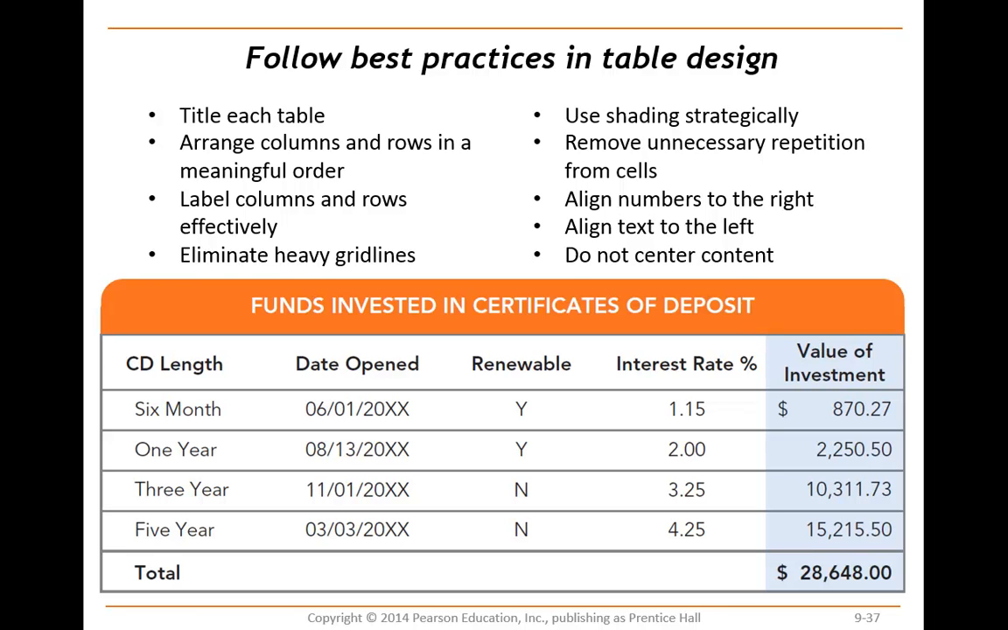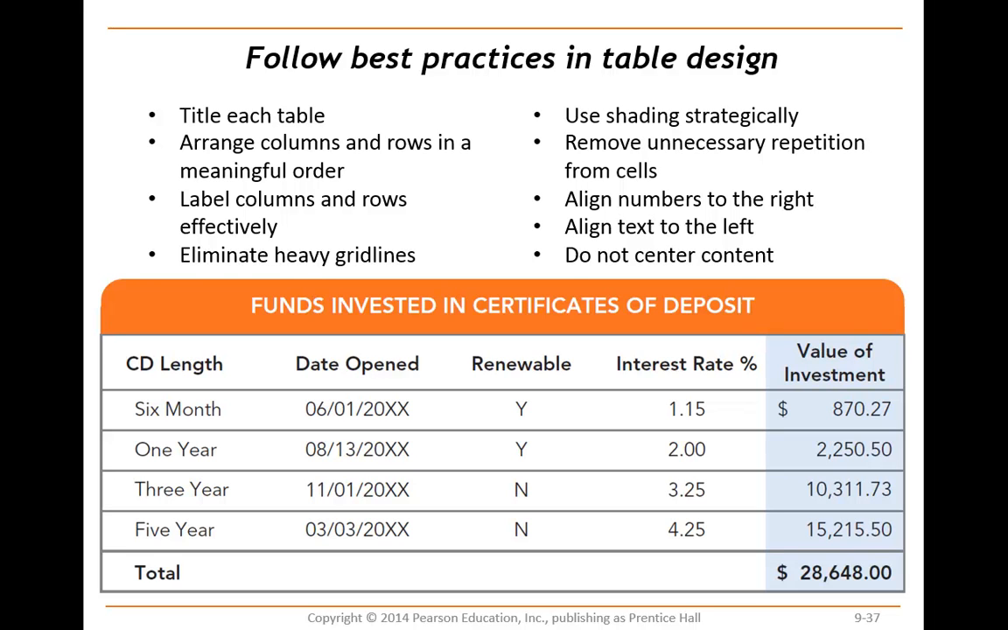You can use light shading to highlight data or distinguish alternate rows. Notice how the last column is highlighted in this figure to emphasize current value or total. Remove unnecessary repetition from cells. You do not need to include dollar signs or percentages in every cell in a column. That can look far too busy and distract from the data. Align numbers to the right. Keep decimal points aligned. Use consistent format in decimal places along all values. See the example, value of investment column.